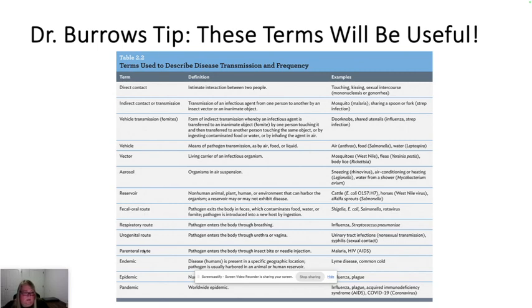Okay, so then we come into our different routes of transmission. So we have the fecal oral route. I would know this one. We have the urogenital route. This is how pathogens enter through the urethra or vagina. The parenteral route, this is a good one to know. This is when a pathogen enters the body through an insect bite or a needle injection. So this would cover Emma's experience with the tick. She got the disease through the parenteral route.